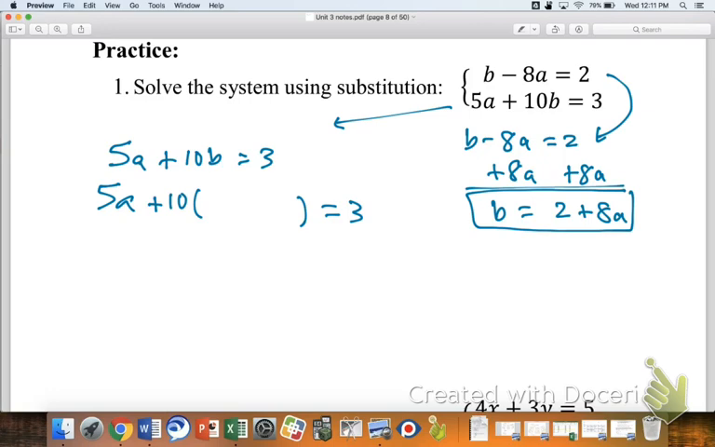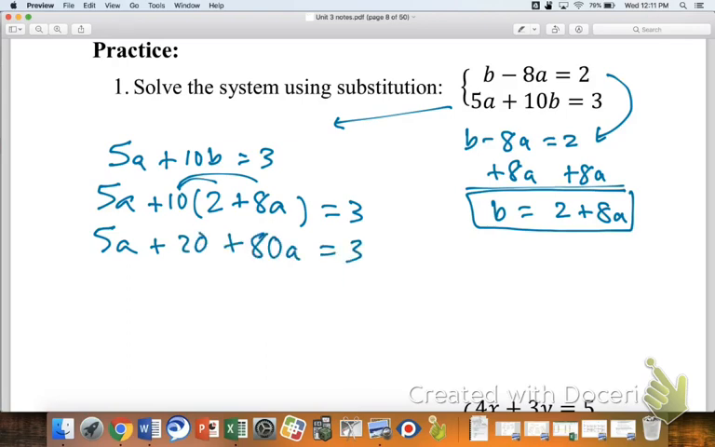2 plus 8a. Yeah, that's what b equals. I can put a 2 plus 8a in there for the b. What property is naturally just going to show up right now? Yeah, it's the distributive property. So the 10 gets distributed. We end up with 5a plus 20 plus 80a equals 3.